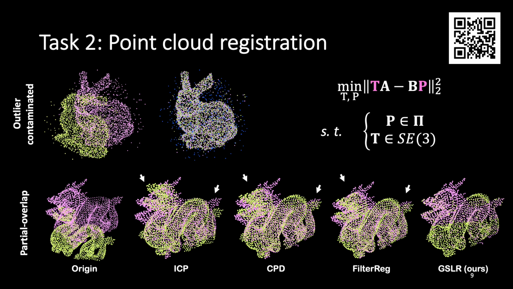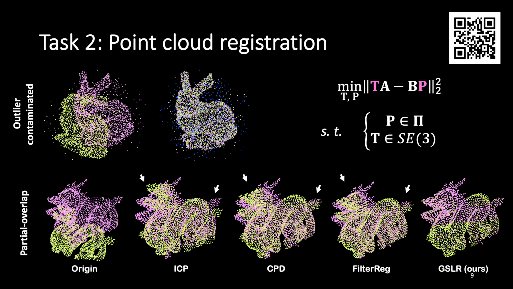For the first one, we contaminated the bunny point clouds with outliers. This one shows the initial poses of the two point clouds, and this one records the result achieved by our proposal. The dark blue points here are the outliers detected by our algorithm. The lower figure depicts another setup, in which we want to register two point clouds that are partially overlapped. As we can see from the head and tail parts of the dragon, our result is obviously better than the other peer methods.